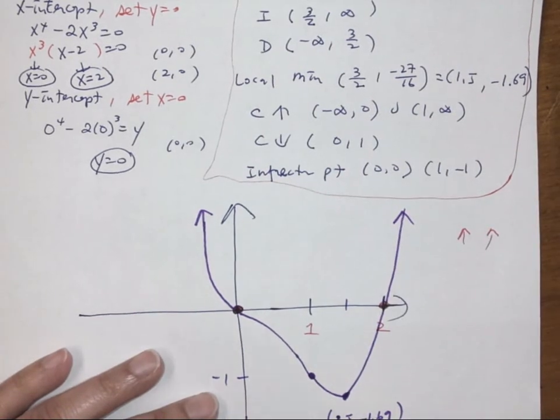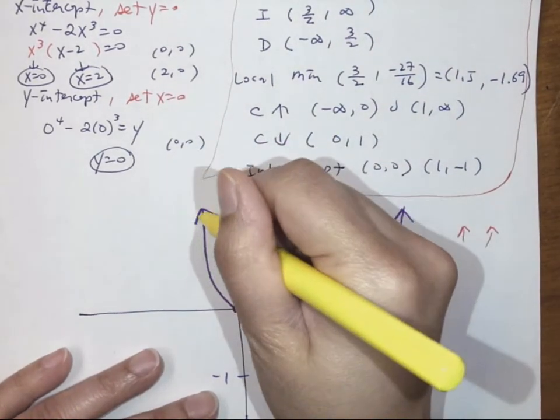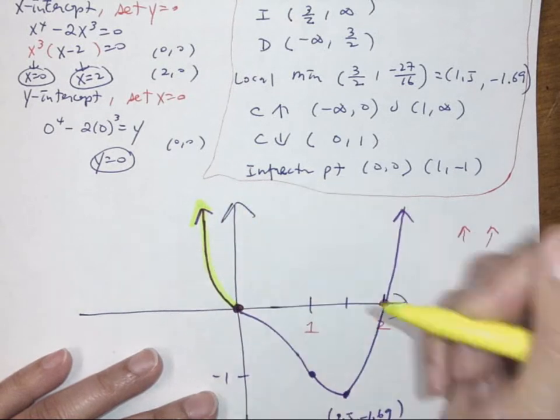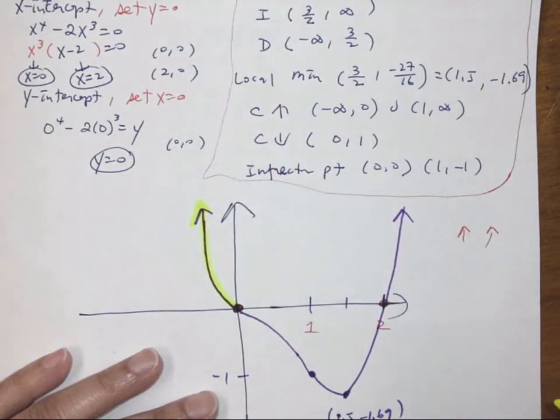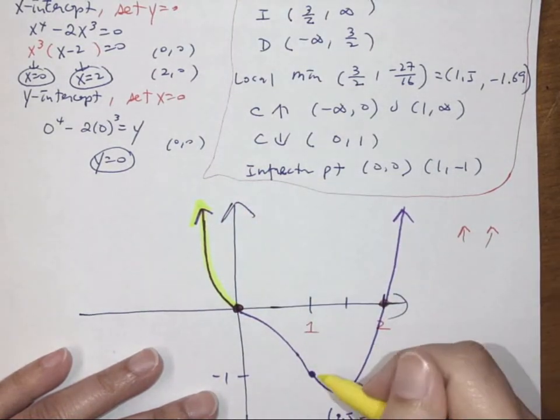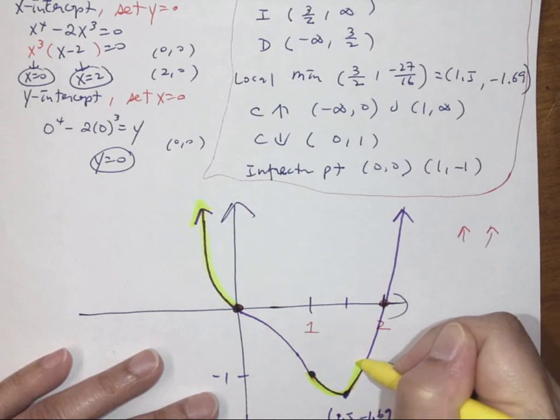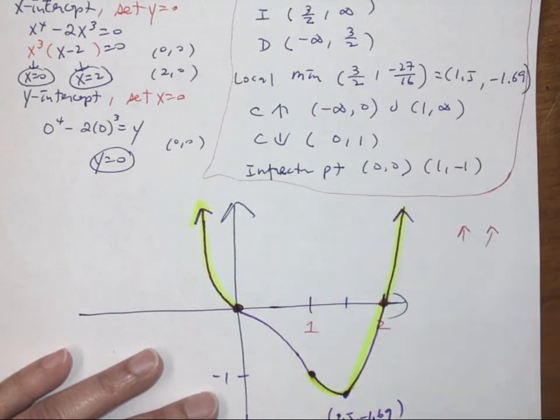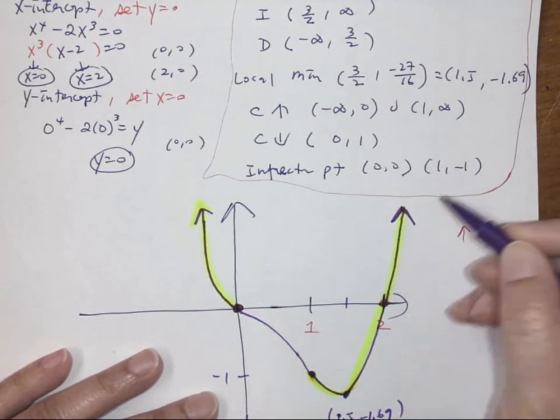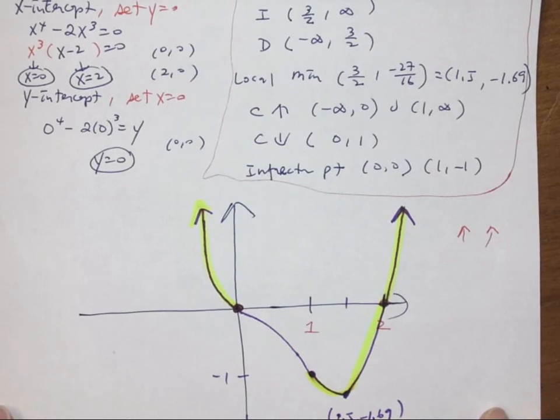So the concavity changes. From here to here is concave up. From 1 to infinity is also concave up. But we do have inflection points. So the graph is about like that. So it gives you a little bit more details on where the graph is changing. And it's a pretty complex process. So if you have a graphing calculator, you can also use it to double check.